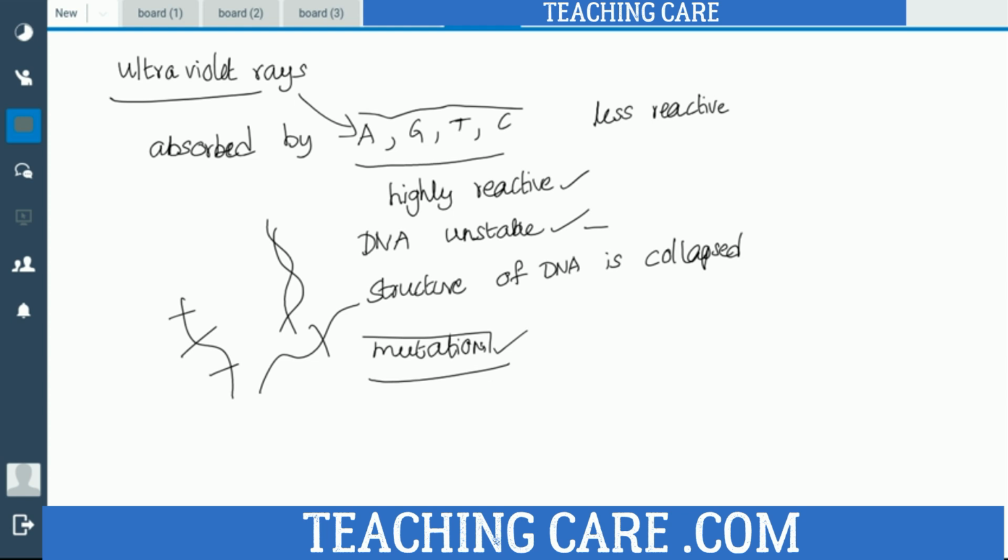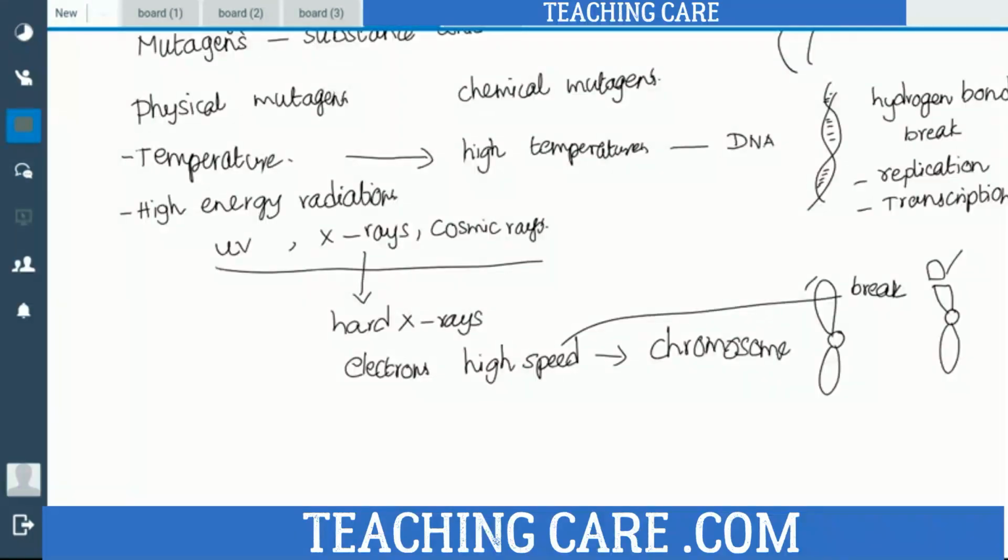So DNA is unstable. Even the same thing happens with X-rays. X-rays will break chromosomes. X-rays will affect the structure of chromosomes. From hard X-rays, high speed electrons are released. When these high speed electrons come in contact with the chromosomes, the chromosomes break, because they come with high speed.